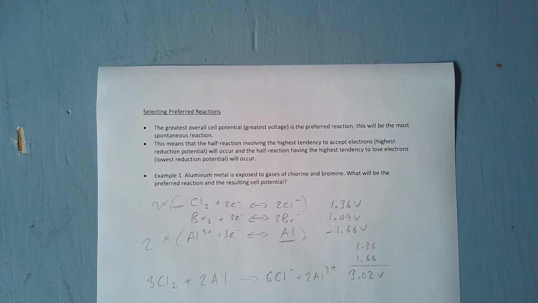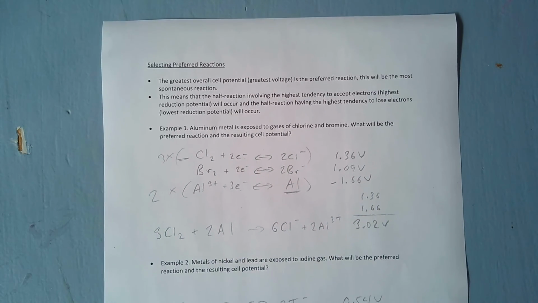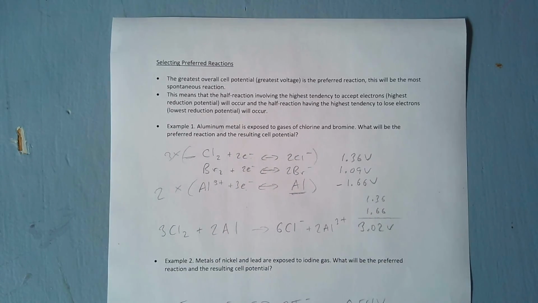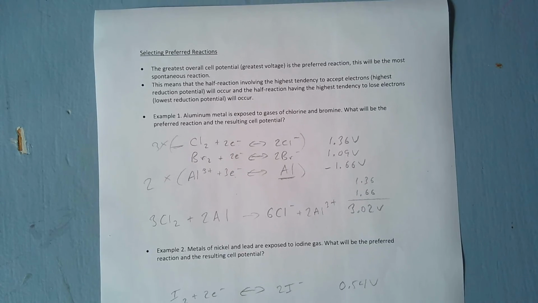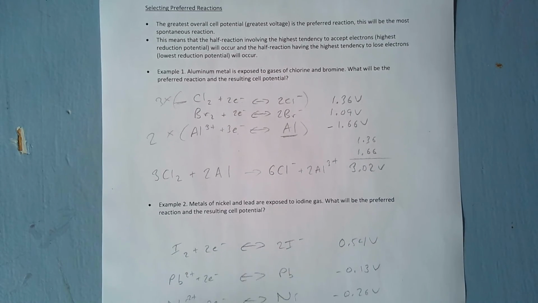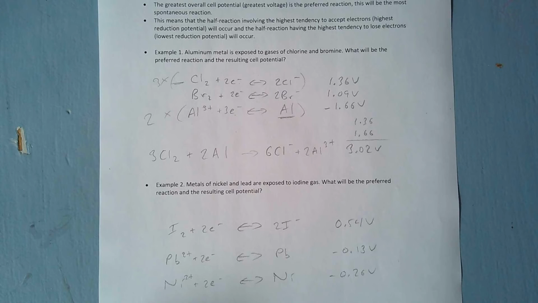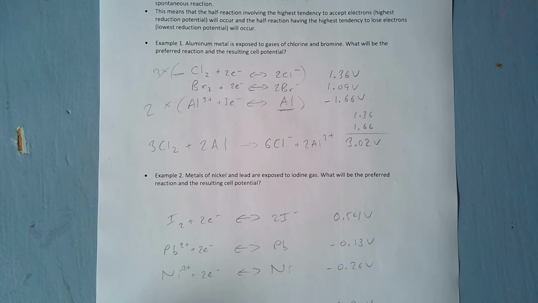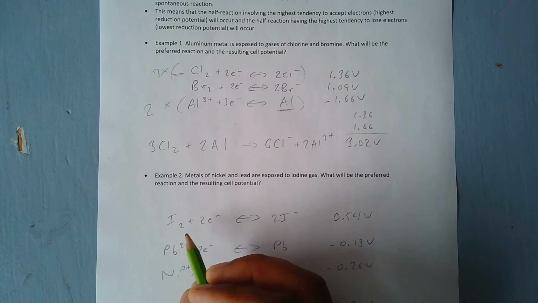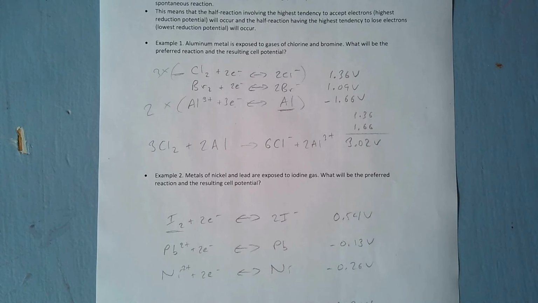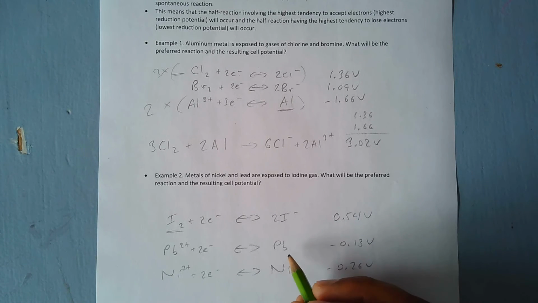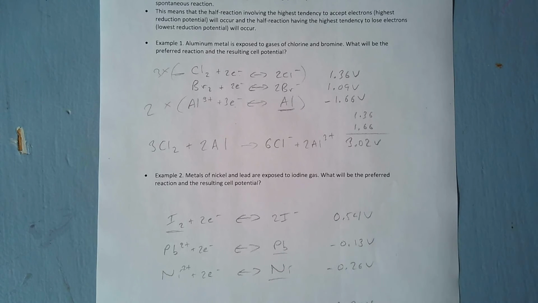Okay, let's look at another one here. We've got nickel and lead exposed to the iodine gas. So again, that's just copied from your table at the back of the book. So here's your iodine. The iodine is going to be undergoing the reduction, and so we have to decide which of the lead or the nickel is going to become the oxidation, right? So we have to flip that one around.